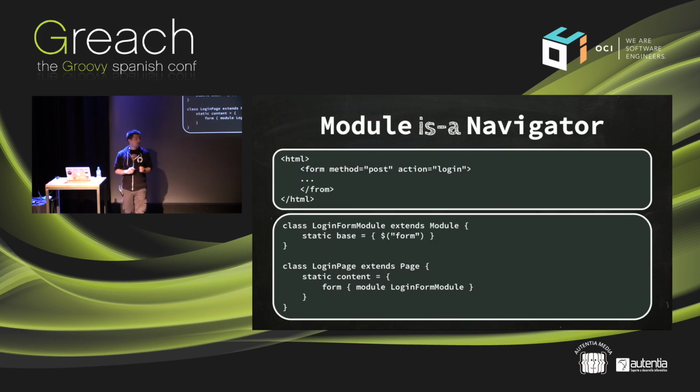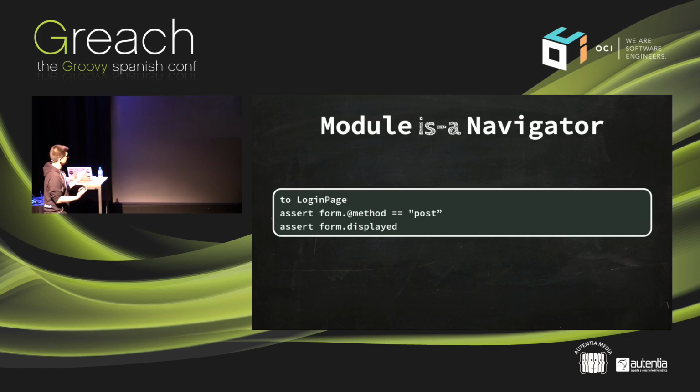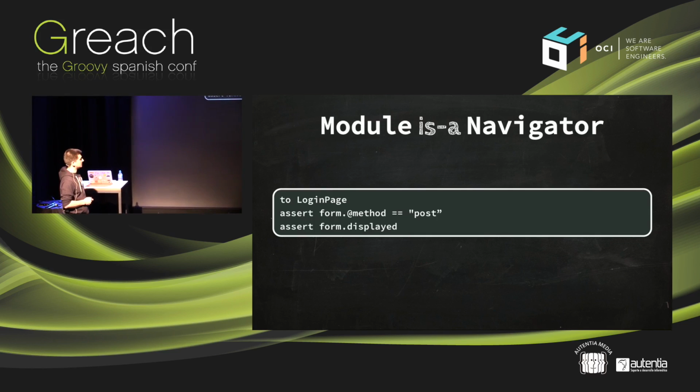So over here we have some HTML. We have a form element. We declare a module that declares a base to point at this form element, and we have a simple page that declares a form content element, which is an instance of this module. So what you can do then, when you're at the login page, you can call any method from the navigator. So this is actually calling the isDisplayed method of a navigator on a module instance.